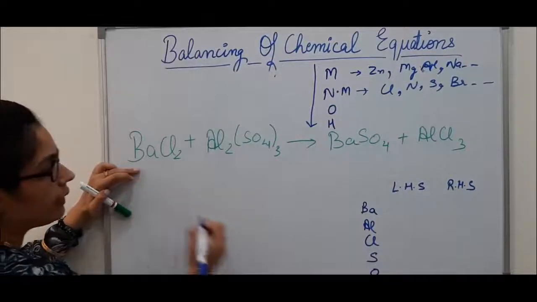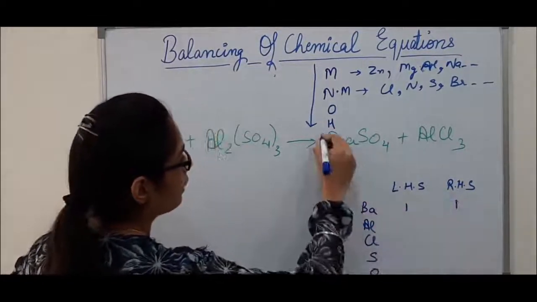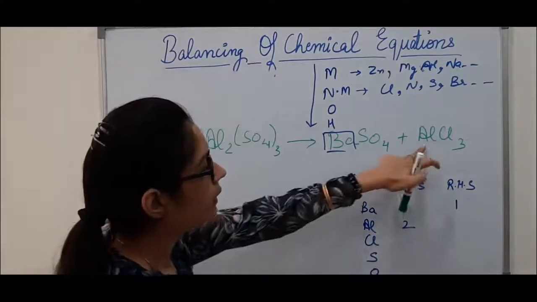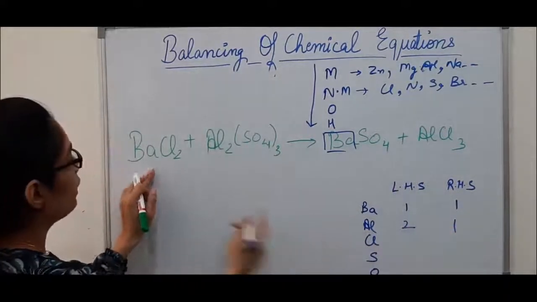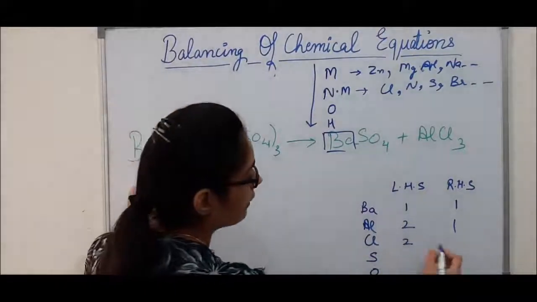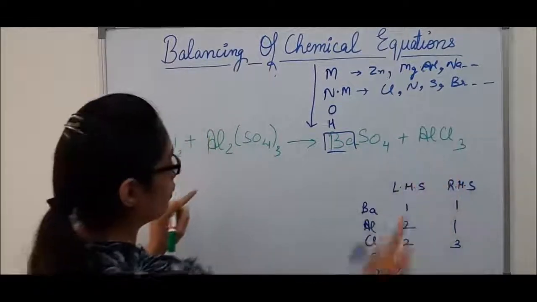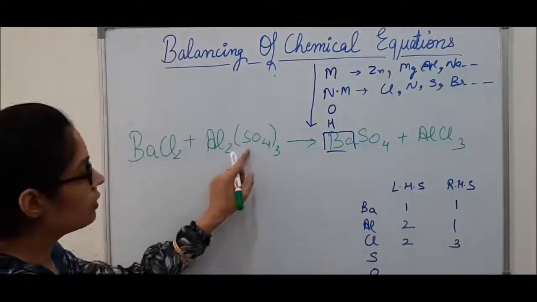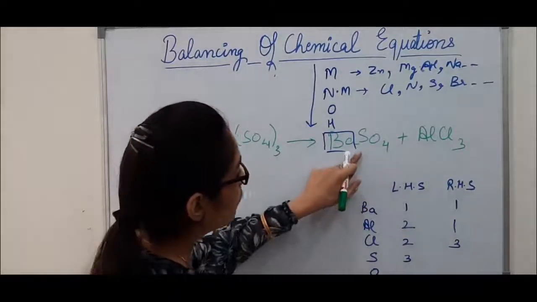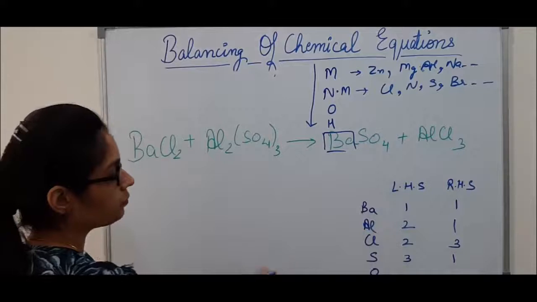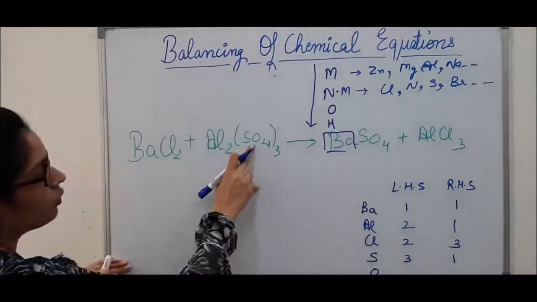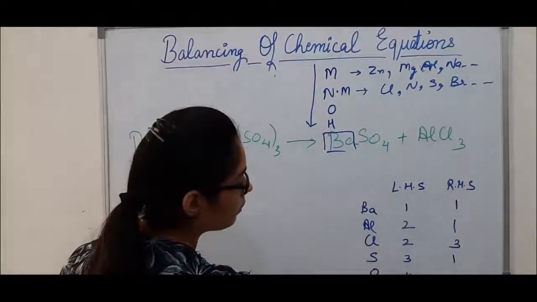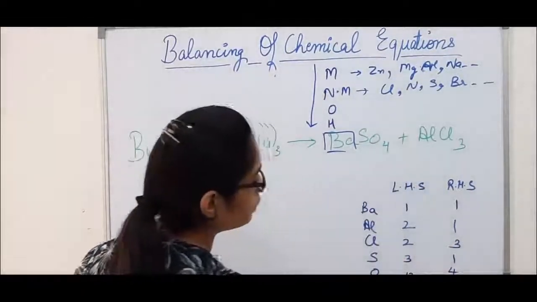See, I have written in that order: first metals, then non-metals, then oxygen. Barium, I can see left hand side 1 atom, right hand side 1 atom. You can see both the sides. Aluminium, left hand side 2 atoms, right hand side only 1 atom. Then chlorine, left hand side 2 atoms, right hand side 3 atoms. Then sulfur, left hand side, this 3 is there after the bracket, which means sulfur has 3 atoms. This side sulfur has only 1 atom. See, nothing is written with sulfur. Now oxygen, this side O4 is written, and outside the bracket 3 is written, which means 4 into 3, 12 atoms of oxygen are there. In this case only 4 atoms of oxygen are there.